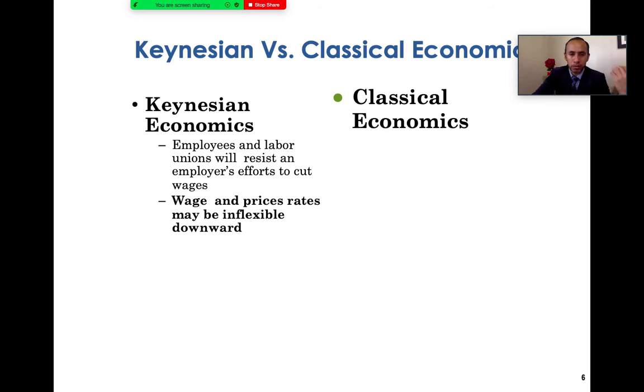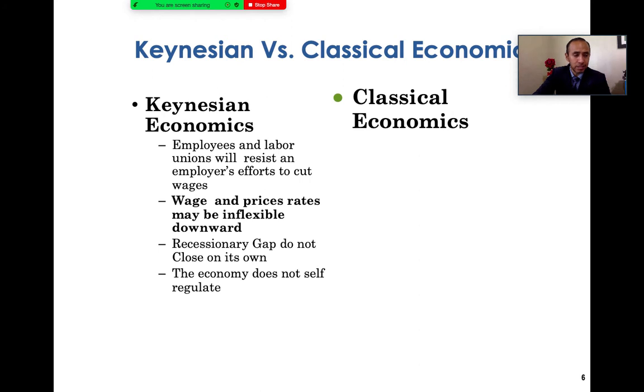They're inflexible downward. And he specified that during recessions, the economy does not self-correct soon enough, or the recessionary gap does not close on its own, something else needs to be done, which is a direct critique of the classicals, who specifically say, leave it alone, the economy knows best. Keynesian says no, the economy doesn't know best. Sometimes recessionary gaps don't close on their own. Something else needs to be done.